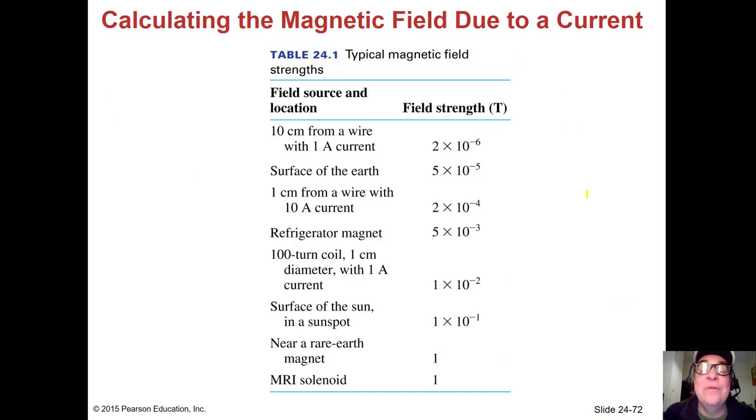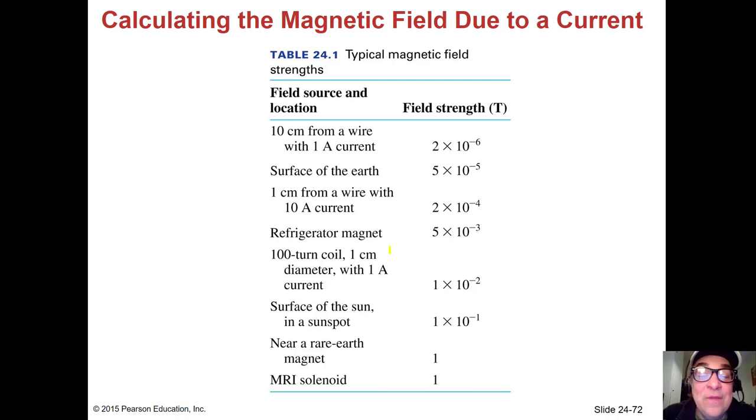Here are some typical magnetic field strengths actually. 10 centimeters from a 1 amp wire, 2 times 10 to the minus sixth. Surface of the Earth, this is the Earth's magnetic field strength, 5 times 10 to the minus fifth. Now if you're 1 centimeter away from a 10 amp wire, you have 2 times 10 to the minus fourth. This is about 10 times bigger than the Earth's magnetic field. Refrigerator magnet, about 100 times bigger than the Earth's magnetic field.